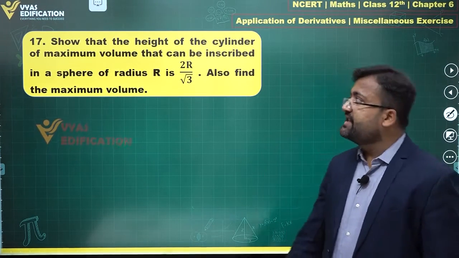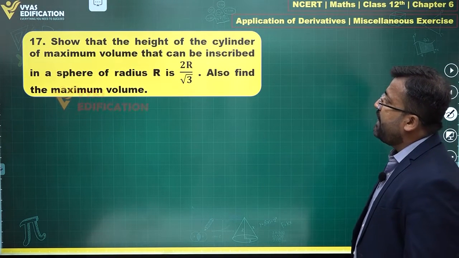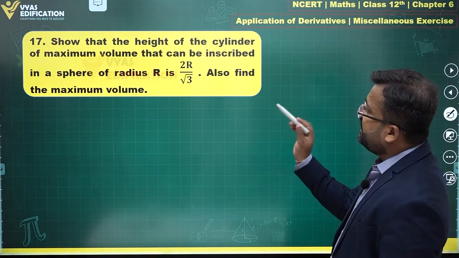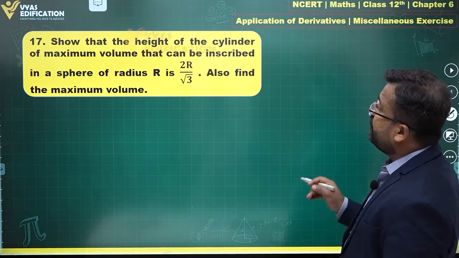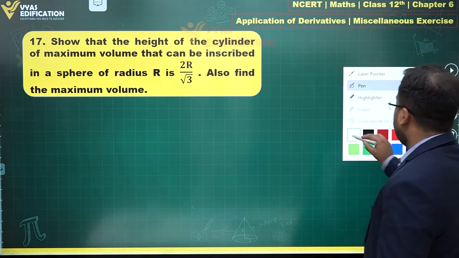The 17th question says: show that the height of the cylinder of maximum volume that can be inscribed in a sphere of radius r is this. Height of the cylinder of maximum volume inside a sphere. Okay, also find the maximum volume.